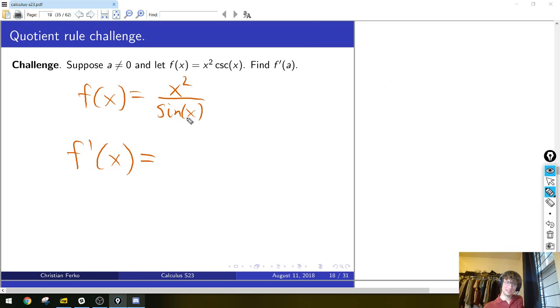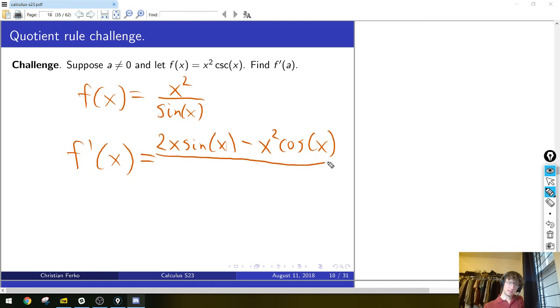So we're going to be differentiating, I believe, x squared. Okay, seems right. And that is going to be 2x times sine x minus x squared times cosine x? Good. And the denominator. Over... Is this going to be sine squared x? Yeah, denominator squared.